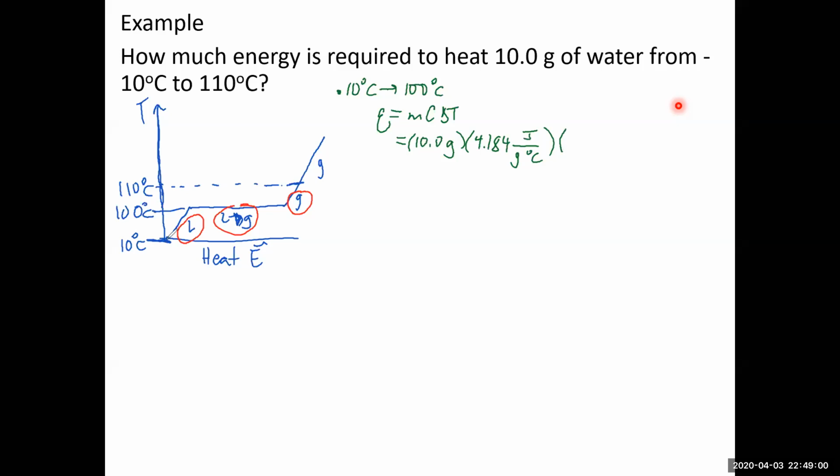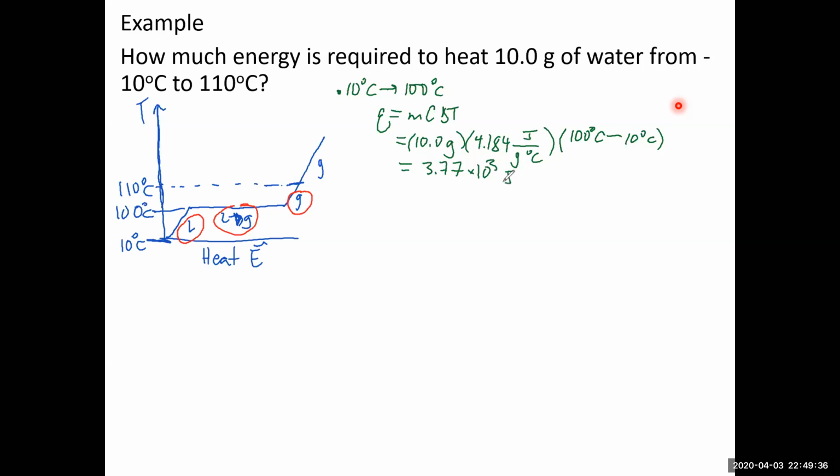Now we're starting off at an initial value of 10 degrees Celsius, and the liquid state itself is finishing once we reach 100 degrees Celsius. So our final temperature is 100 degrees Celsius minus our initial temperature, which is 10 degrees Celsius. And that gives us the heat at this point to be 3.77 times 10 to the third joules.